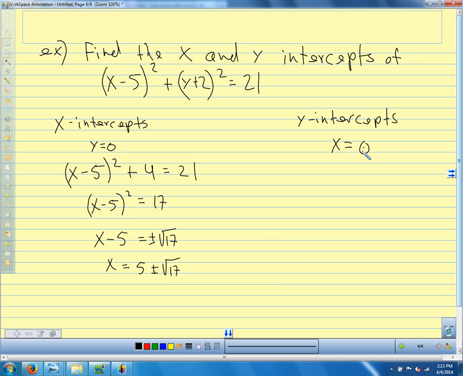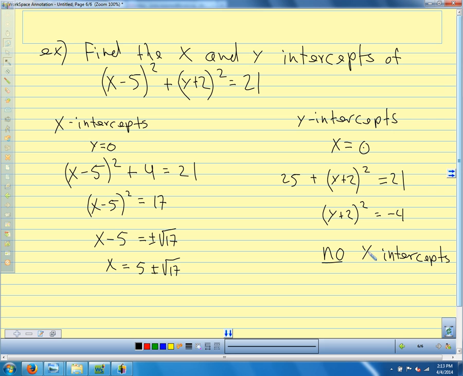Let's plug in x equals 0 and find our y-intercepts. So I get negative 5 squared, so 25, plus y plus 2 squared equals 21. Subtract 25, so I get y plus 2 squared equals negative 4. What does that tell us? It's an imaginary number, so no y-intercepts. So our x-intercepts are 5 plus or minus square root of 17, and the circle has no y-intercept.